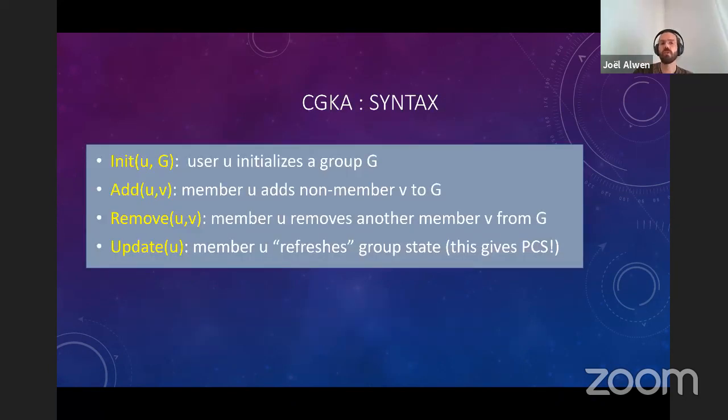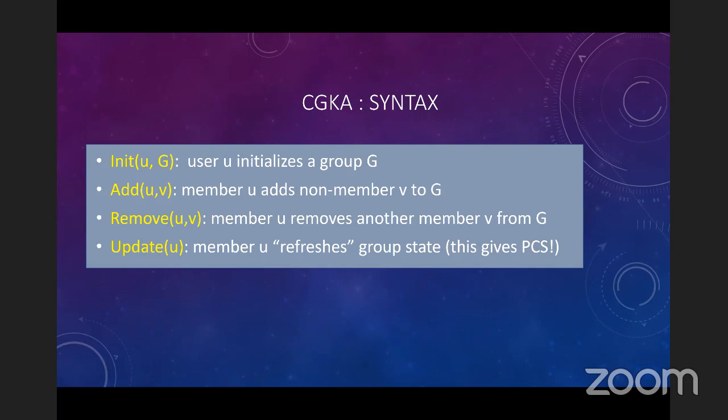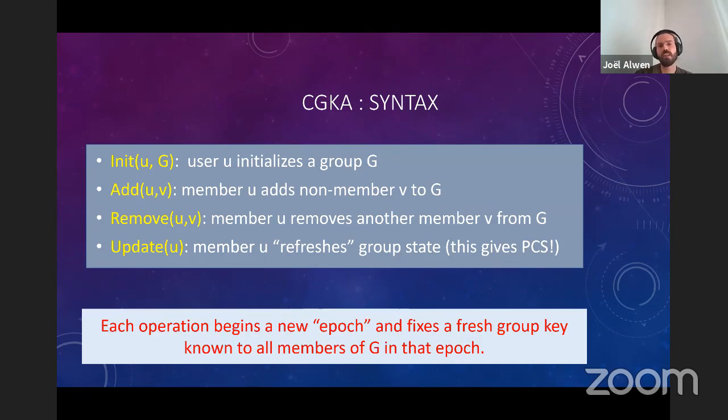The syntax for a CGKA is very simple. You can really only do four things. You can create a group, you can add a new member to the group, you can remove an existing member from the group, and you can refresh your key material. It's an update. That's not as important for this talk. Really, the main thing to remember about CGKA is that each one of these operations begins a new epoch in the lifetime of the group. Each epoch is equipped with a fresh group key that should be known to all the members of the group during that epoch and nobody else. So that's what a CGKA is doing: giving you a constant stream of group keys, one per epoch.